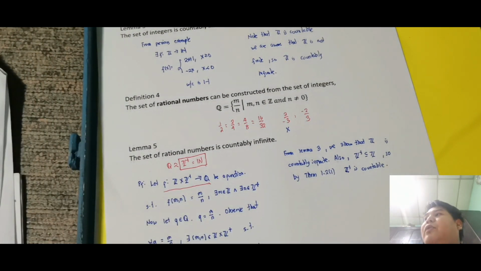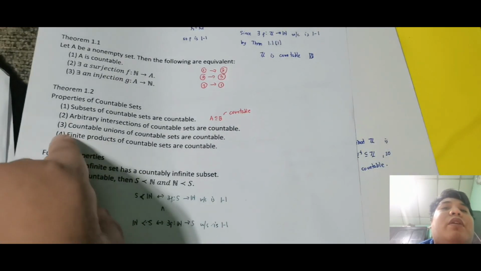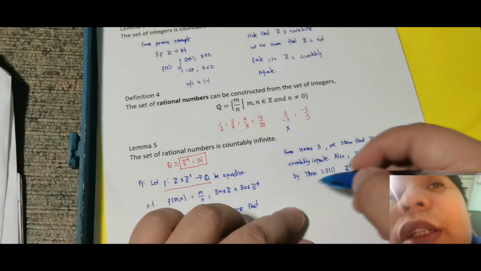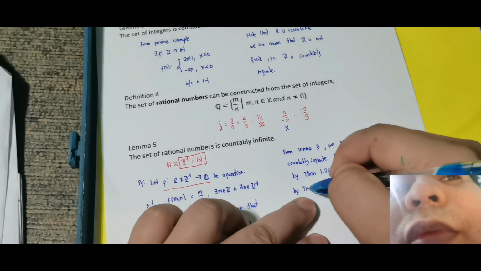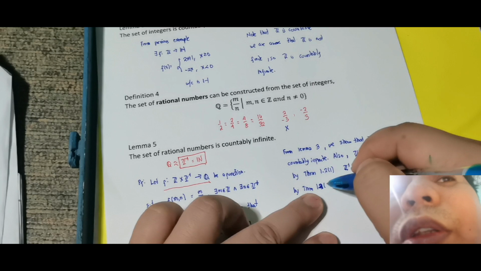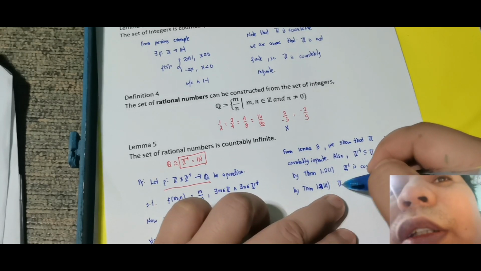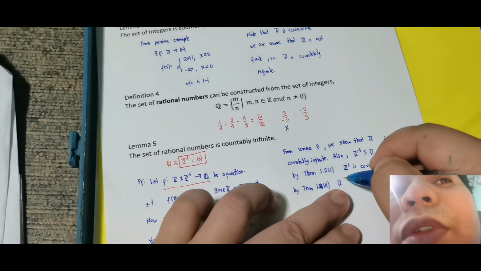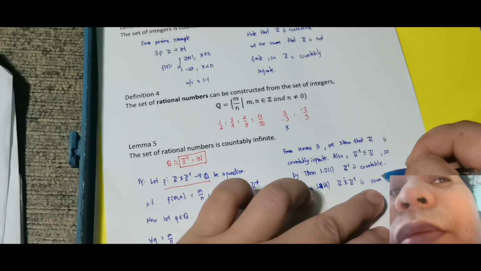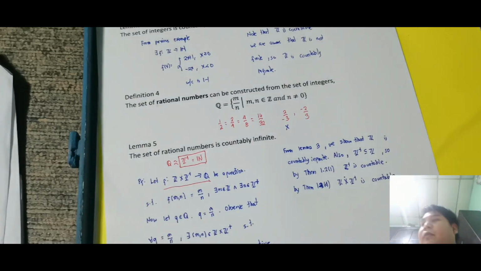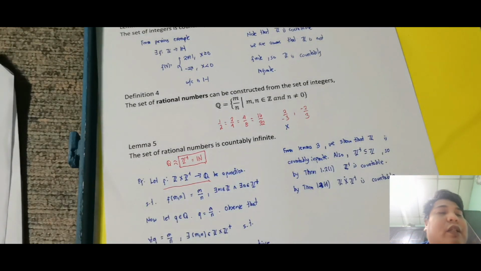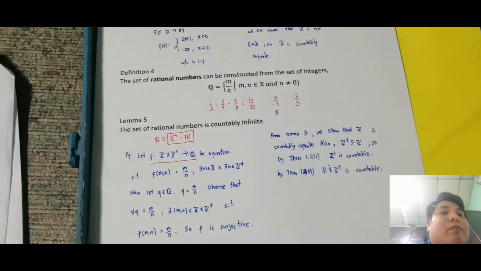Ngayon, by theorem 1.2 number 4, finite product of countable sets are countable. So by theorem 1.2 number 4, yung Z cross Z plus is countable. Tama, kasi countable dun Z plus, syempre yung cross product nila is also countable. Sabi ni theorem 1.2 number 4.